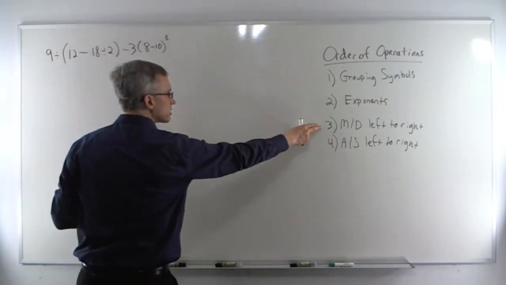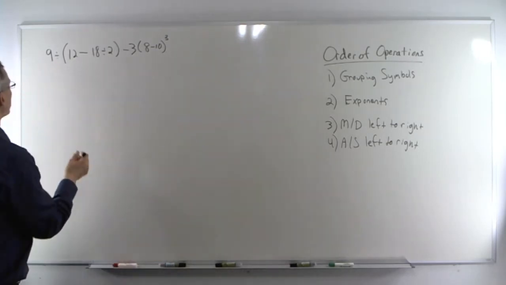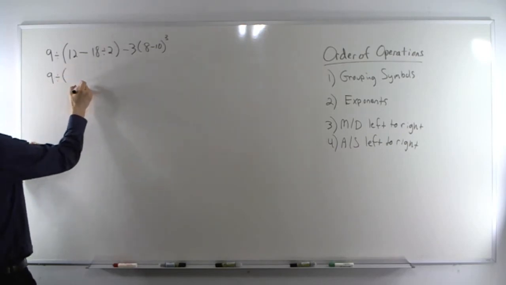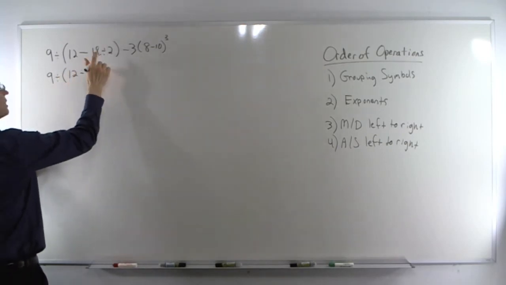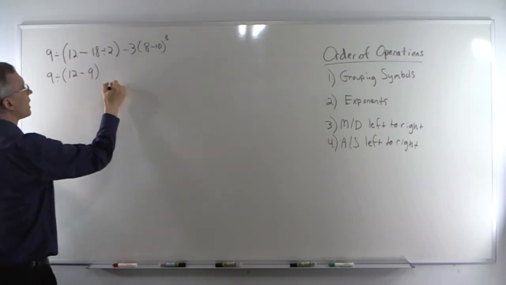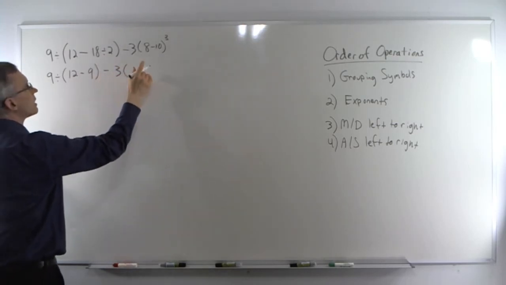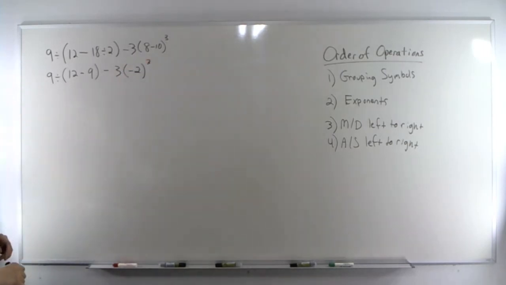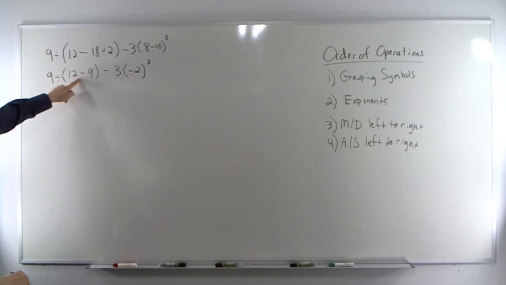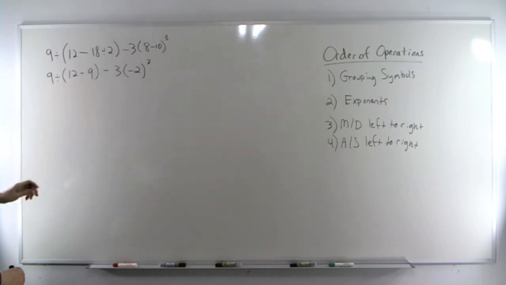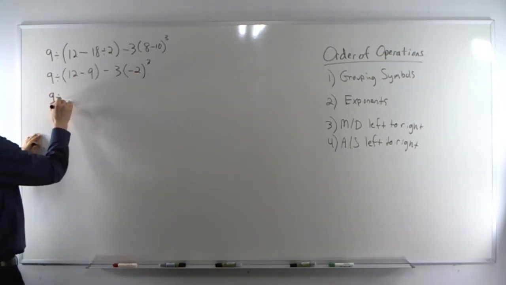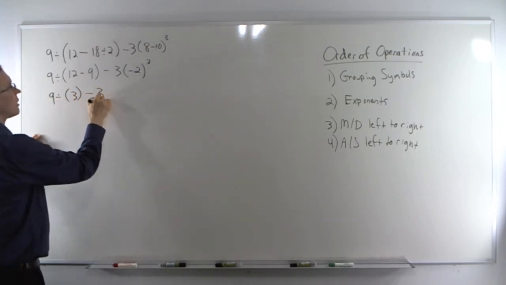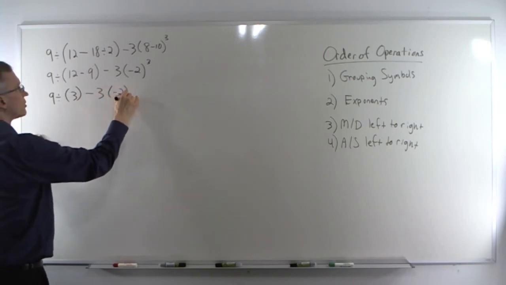So we'll start with division, stage 3, inside the grouping symbol. Everything else is going to stay the same. So I'm going to bring the 9 down, the division, and then here we've got 12 minus 18 divided by 2 is 9. Close that. Minus 3 times 8 minus 10 is negative 2, and have that to the third power. Okay, one more thing I can do inside the grouping symbol, so I'm going to do that. 12 minus 9 is 3, so 9 divided by 3, and 3, and negative 2 to the third power.